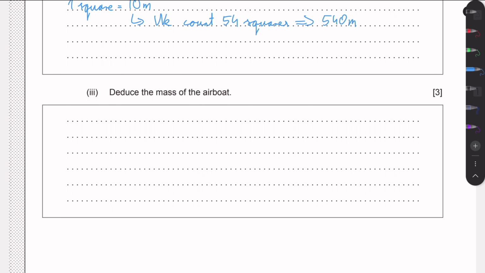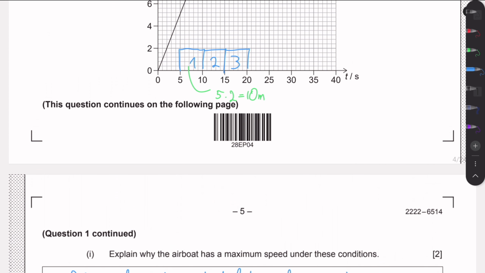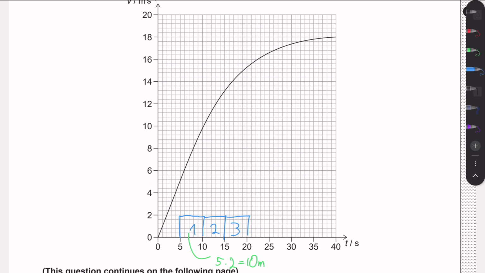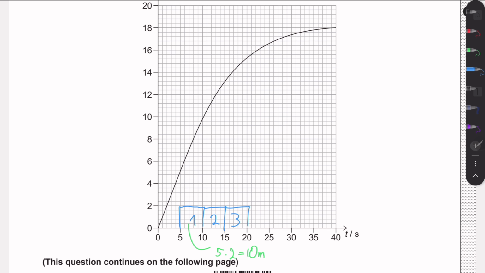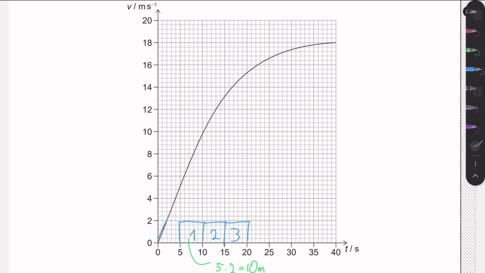And then we need to deduce the mass of the airboat. Well, for this we need a little bit more creativity. It's kind of hard to see this, I think, immediately. But what we see is that at the start we have constant acceleration. So at the start our gradient is somewhat constant. It's pretty much a straight line. So our slope could be fitted with a straight line over here.